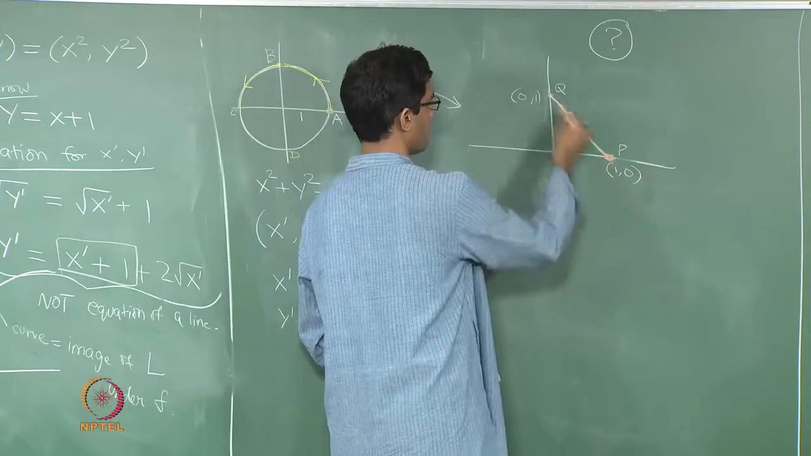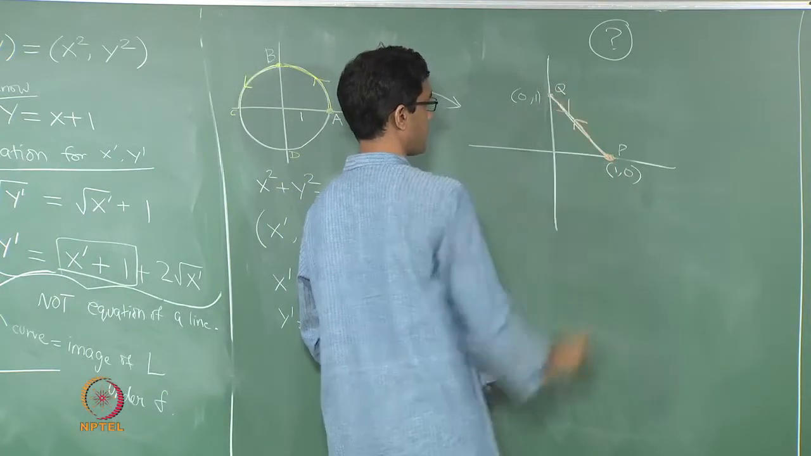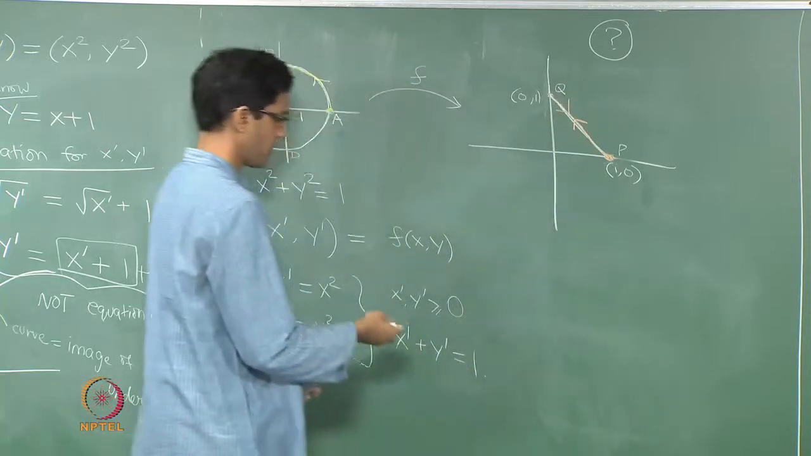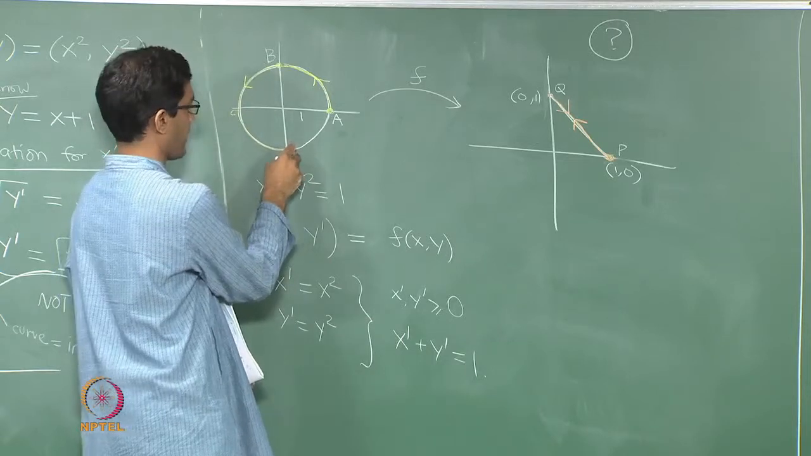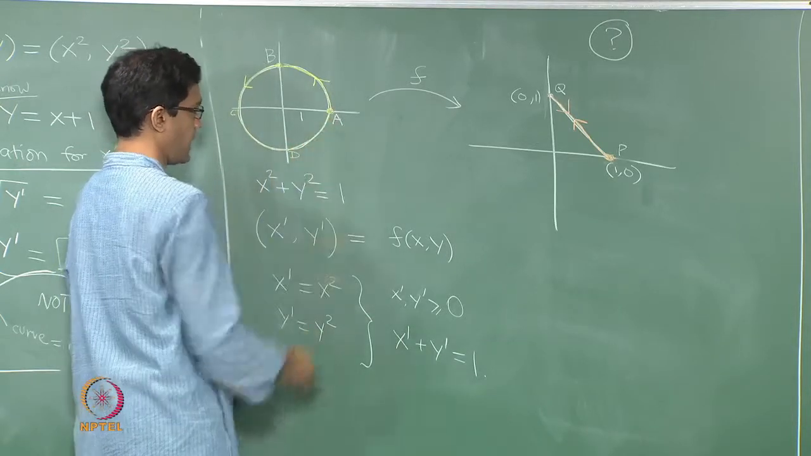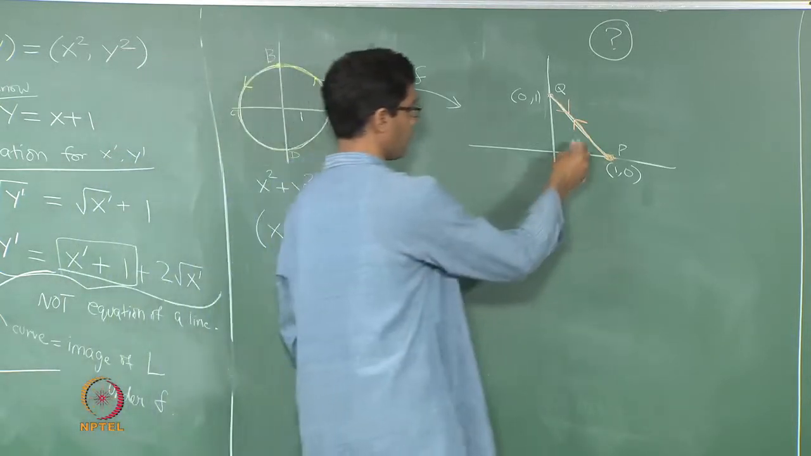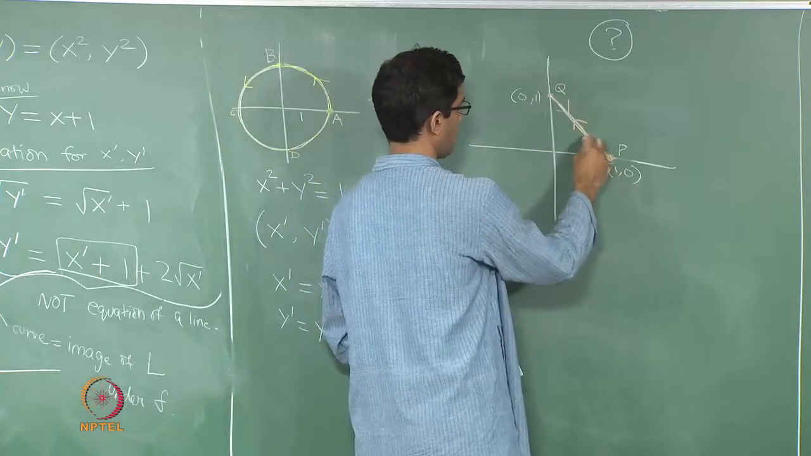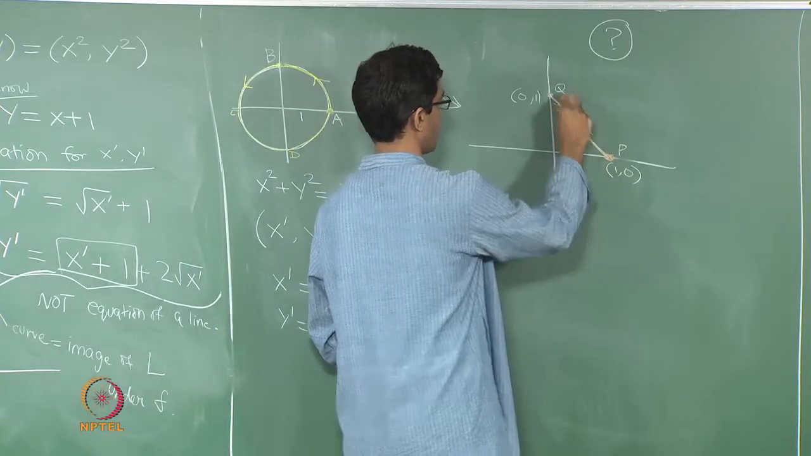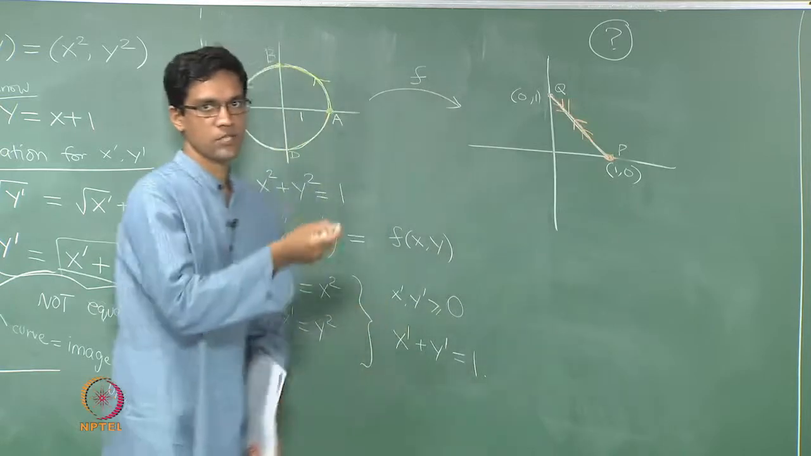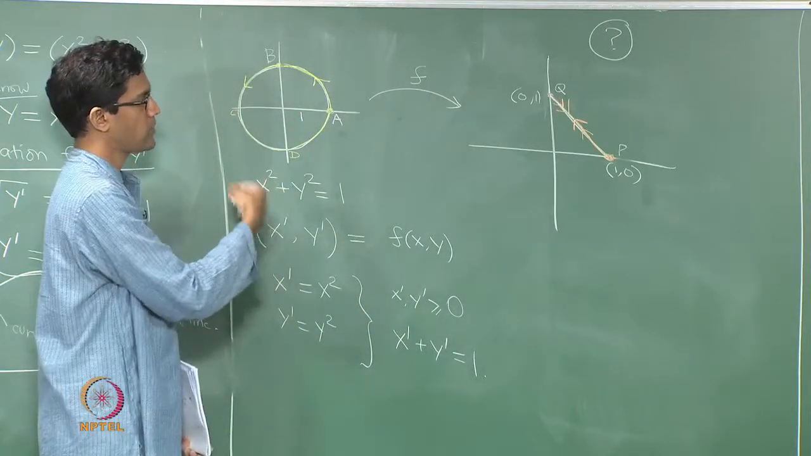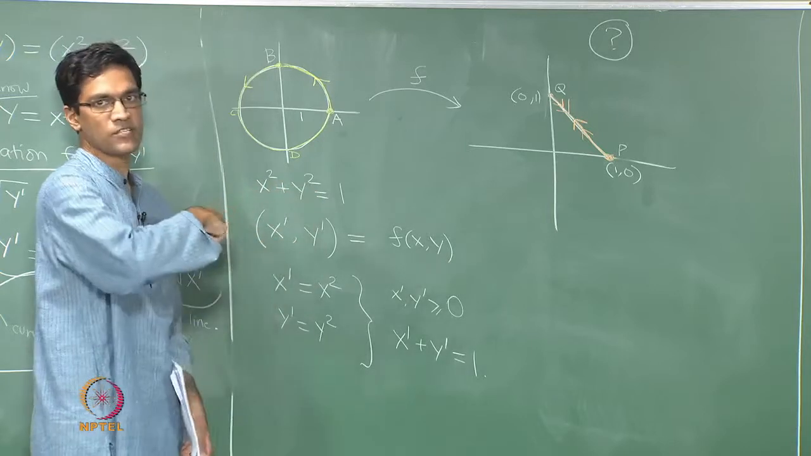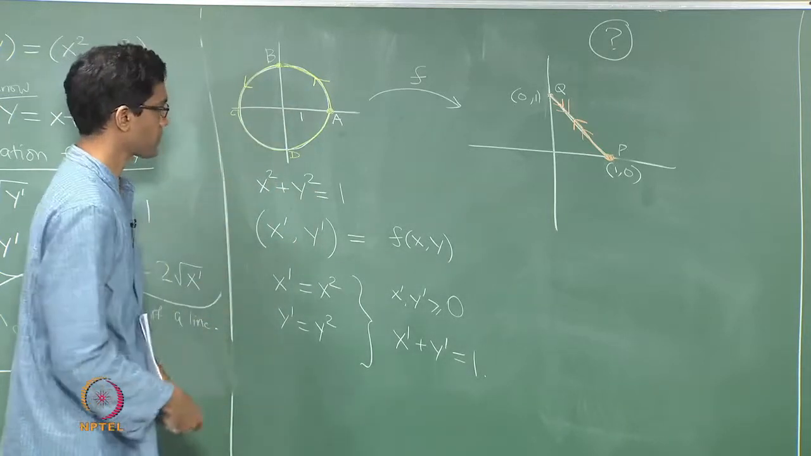So, you first move from P to Q and then you move back down to P. Similarly, when you move from C to D, you move back up, and when you move from D to A, you move back down. So, you do 4 iterations: you go up, you go down, you go up again, and then you go down finally. So, traversing the 4 quadrants of the circle amounts to, under this map f, traversing this line segment up and down 4 times.